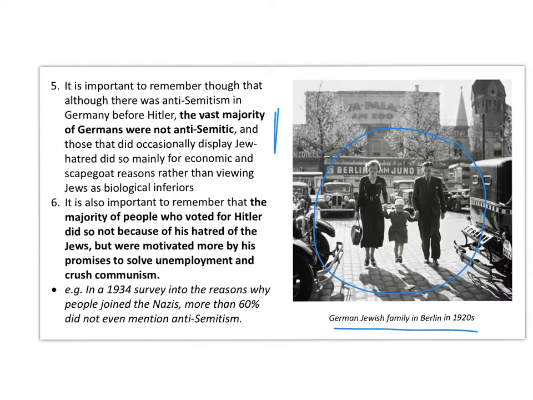So it's important to remember that the majority of people who voted for Hitler did so not because of his hatred of the Jews. When people voted for Hitler, the main reason was the other factors: he promised to solve unemployment, he promised to crush communism, he promised to create strong government. They were the key reasons. So there's reference to a survey in which Germans who actually joined the party were asked why they joined the Nazi party. More than half of them didn't even mention Jews as a factor.